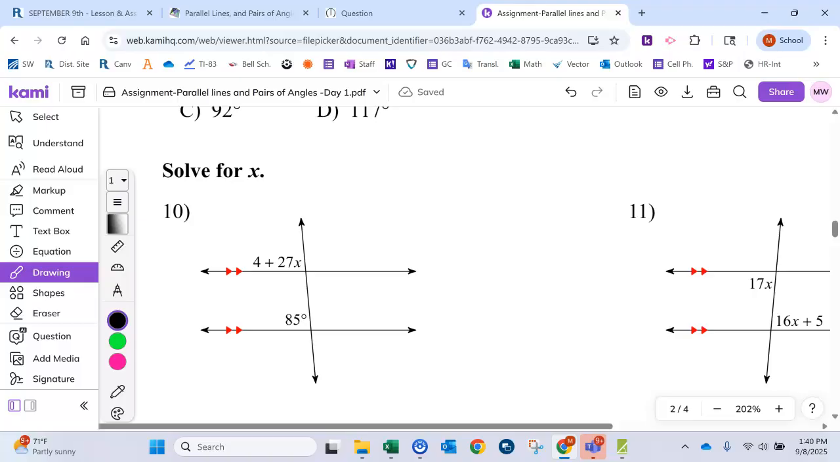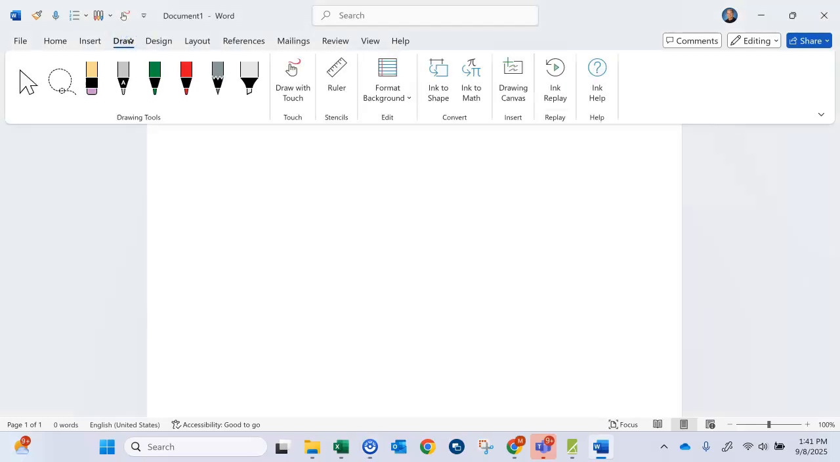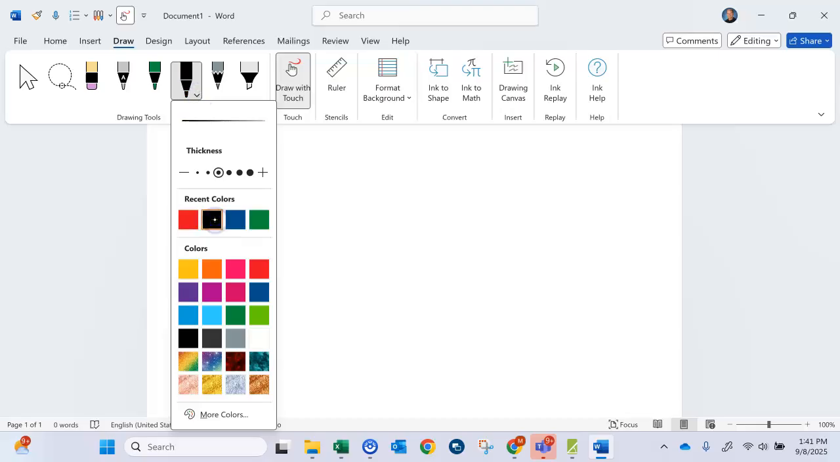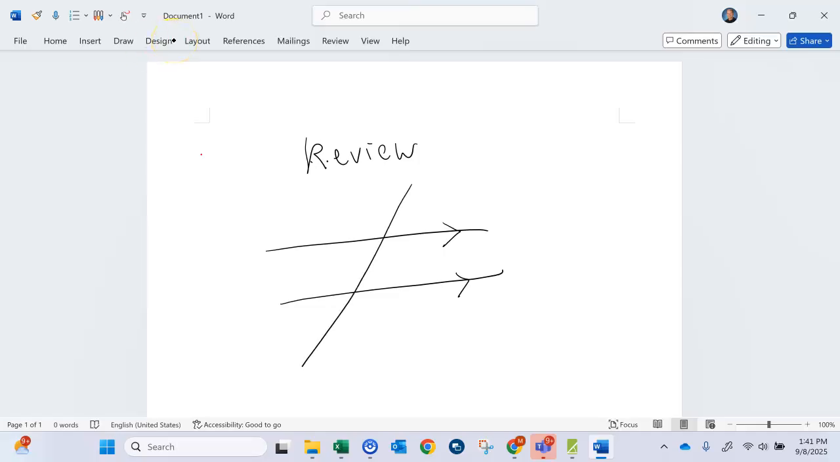Let's go ahead and do a quick review to make sure you understand everything. Let me draw here. So, review. If you get two lines that are parallel, lines like that that go the same direction, these are the arrows that let you know they're parallel. And then they are intersected by another line called a transversal.